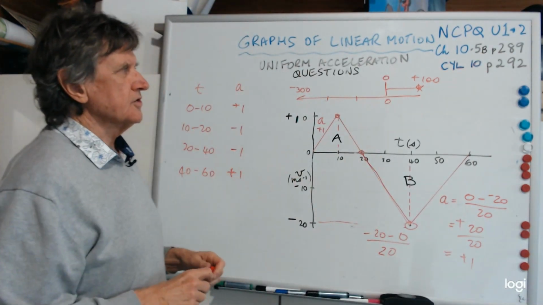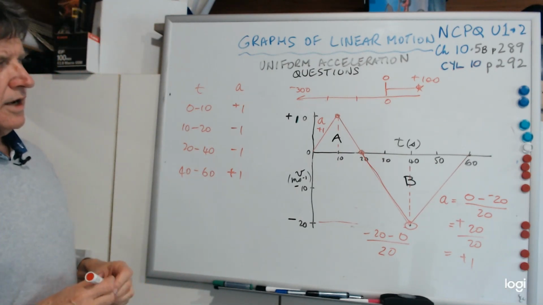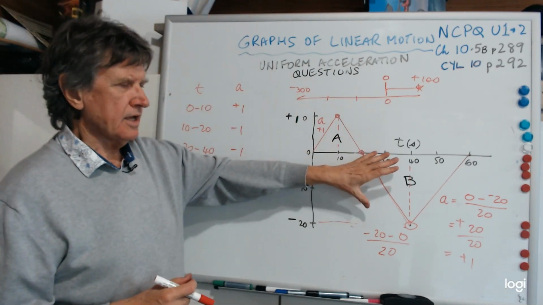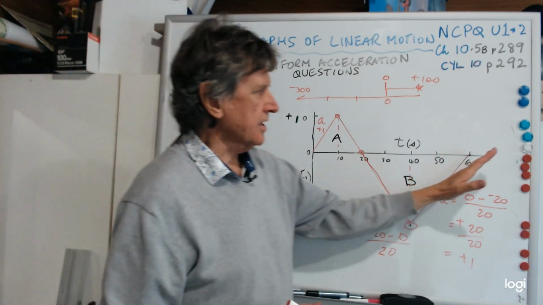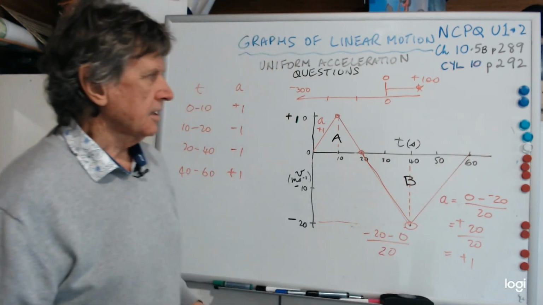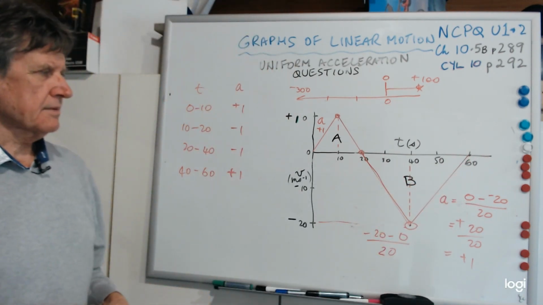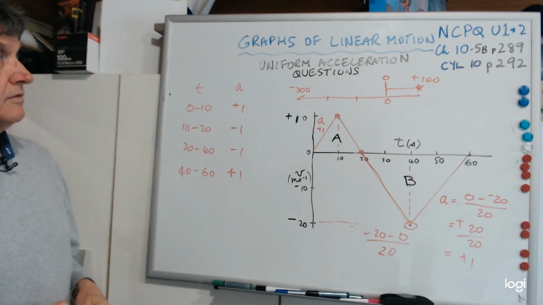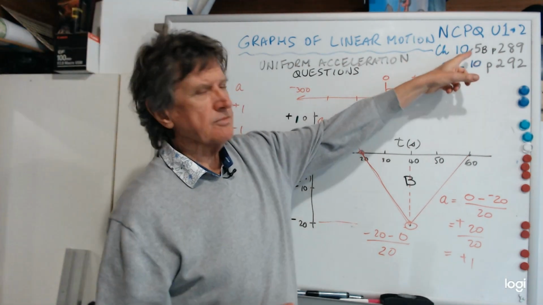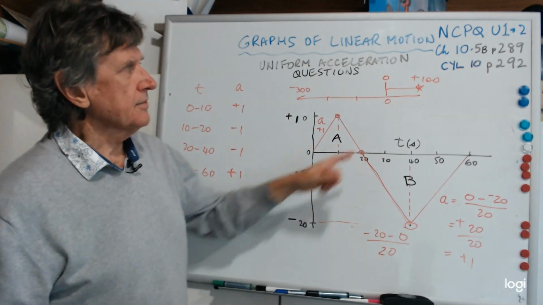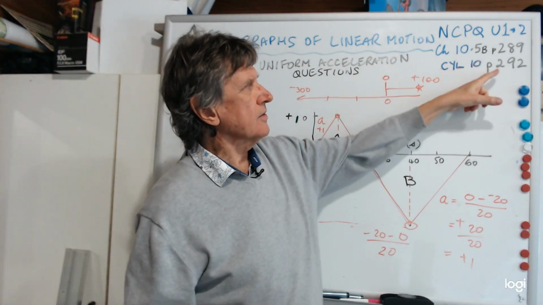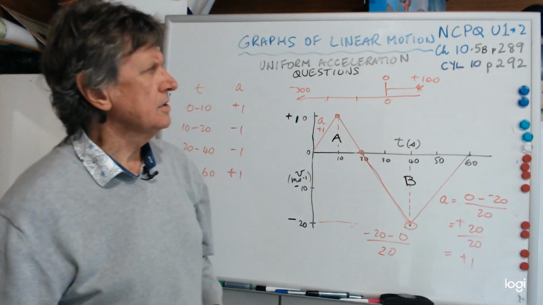Okay, and that's the interpretation of that. If you can see what's happened there, now you'll get questions where that angle is a bit different and so on. But that's the logic behind all of that. So we've done 10.5 A and B. You're able now to do the CYL questions on page 292, and that's it.